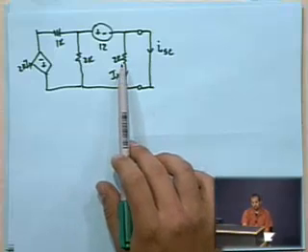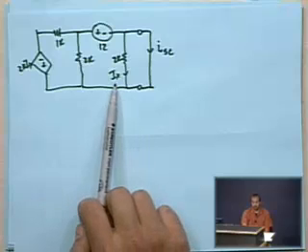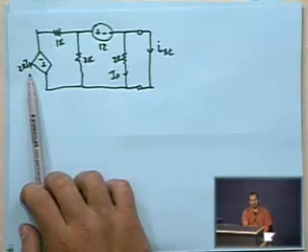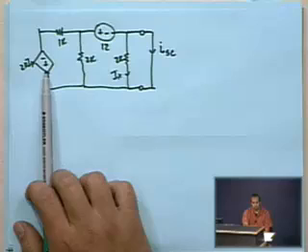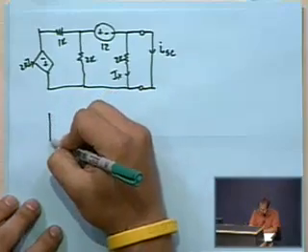If that 2K resistor is shorted out, then what is the current that's running through IX? 0. If IX is 0, what is 2,000 times IX? Well, it's still 0. So this voltage source is also shorted out.